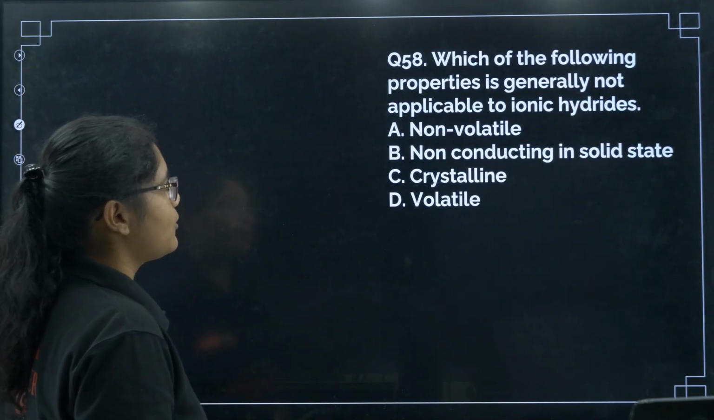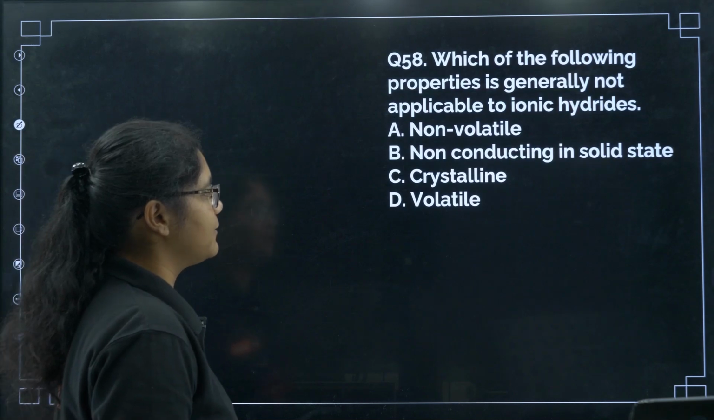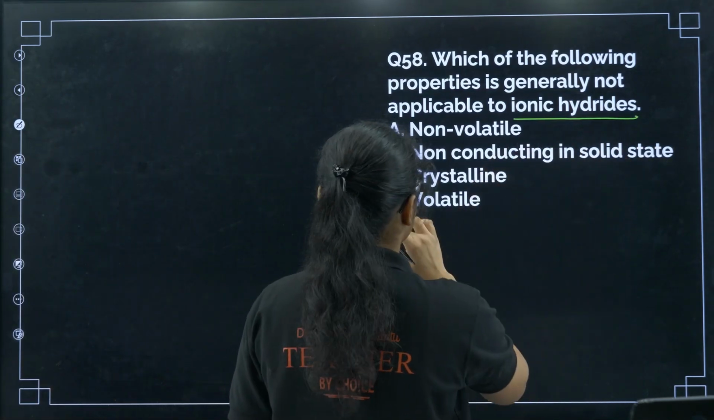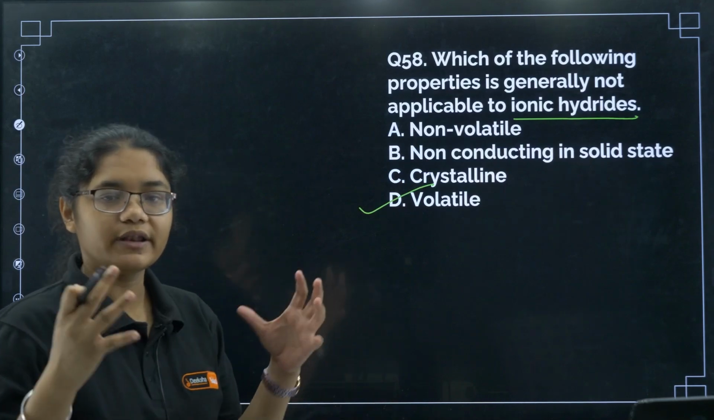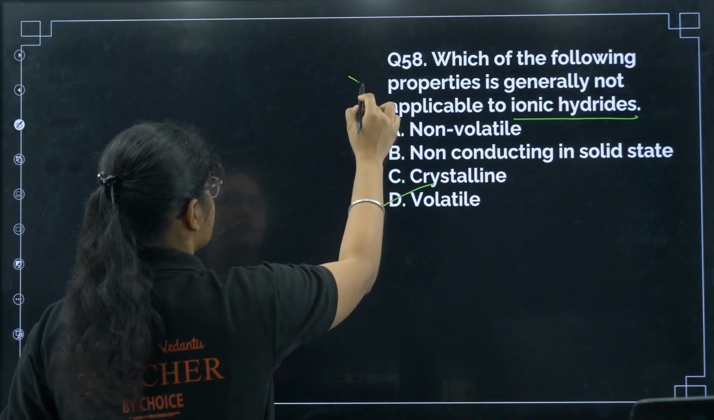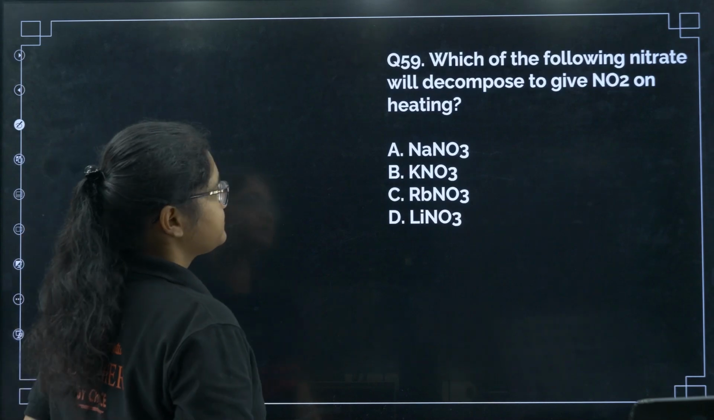Next, which of the following properties is generally not applicable for ionic hydrides? So you know ionic hydrides are generally not volatile. The bonding is very strong. They are non-volatile. So option number D. But this is also from your deleted portions.